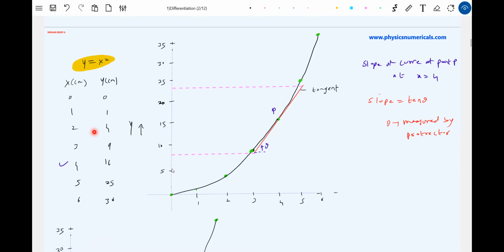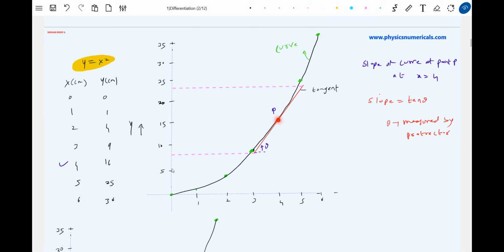Look here now. Let me find out the slope of the curve at point P. This is a curve now. From straight lines, we have entered into curves. For this curve, at X equal to 4, you have to find the slope. So corresponding to X equal to 4, at the point P, I'll draw a tangent. Notice the red color line is a tangent. This red line is a tangent.